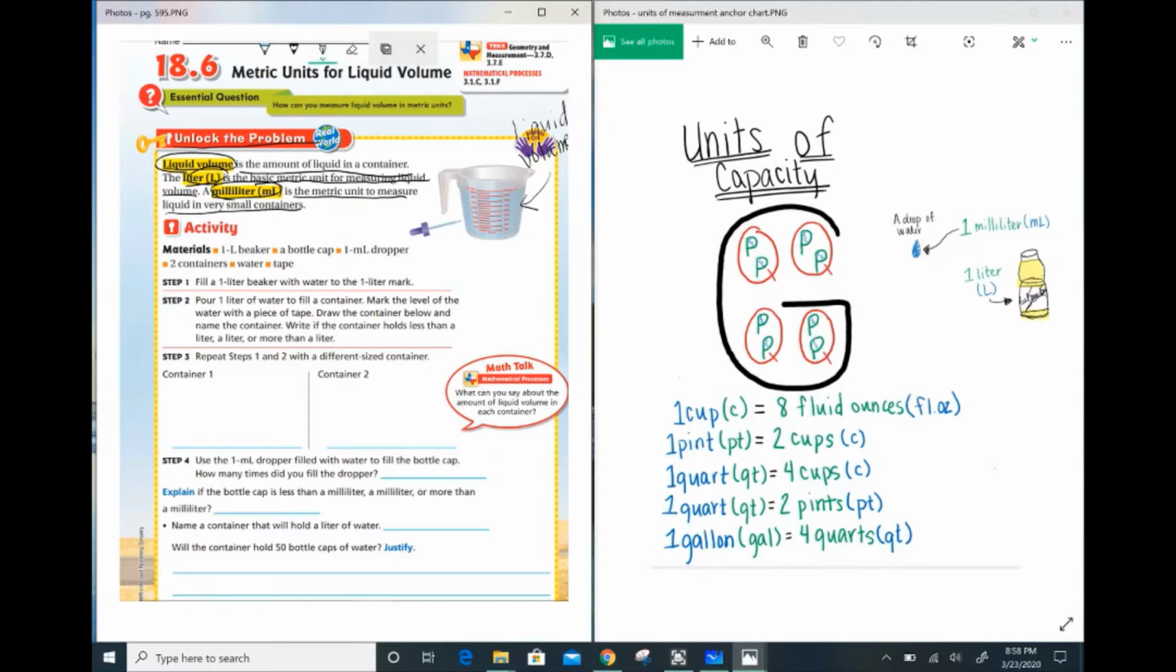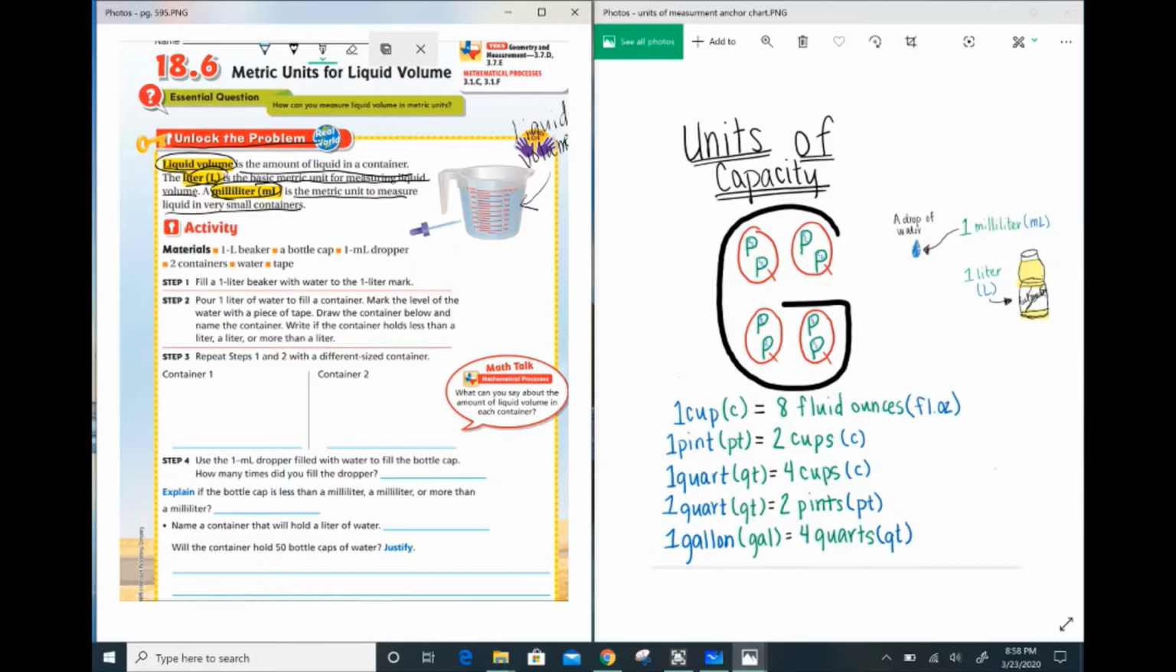An example of very small containers, if we look over here, would be a drop of water, or we also measure the medicine that we take. When you go to the doctor, maybe you get cough syrup or something like that. We also measure that in milliliters.